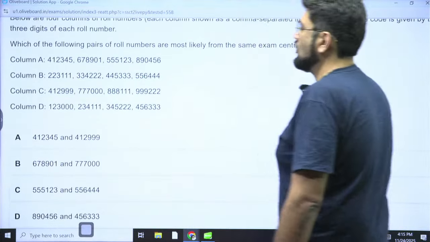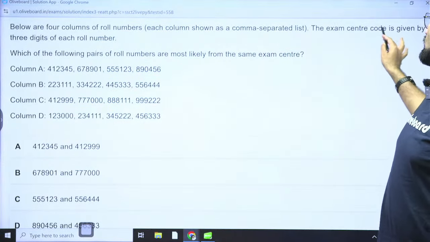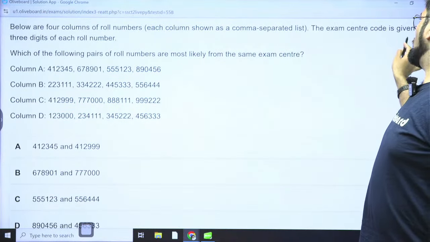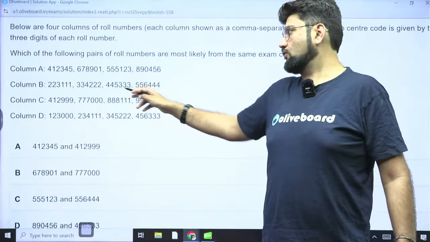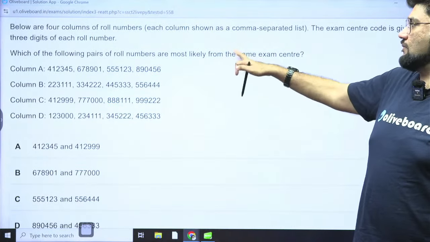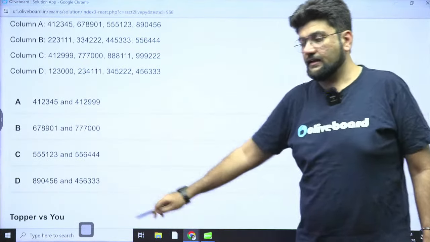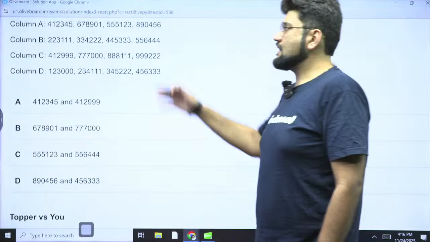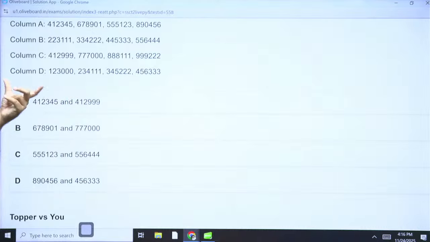Now 4 columns of roll numbers are given to you, A, B, C, D, and they are telling us that the exam center code is given by the first 3 digits of each roll number. For example, 445, 556, 888. Which of the following pairs of roll numbers are most likely from the same exam center? If you don't understand, you will straight away look at the options. That will give you a better clarity. We are picking random 2 roll numbers from any column. We need to check which of them will belong to the same center.